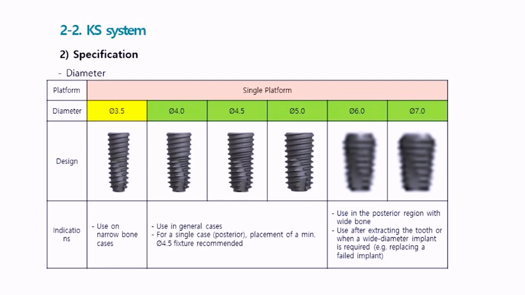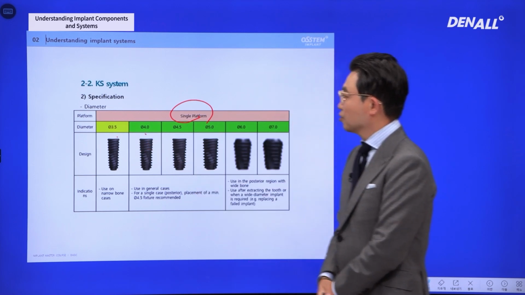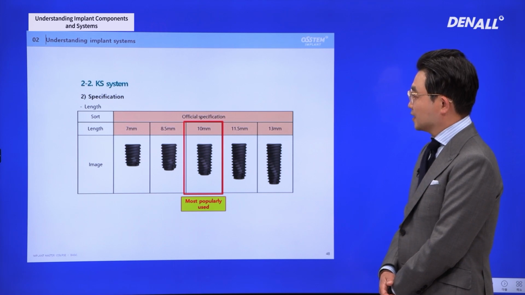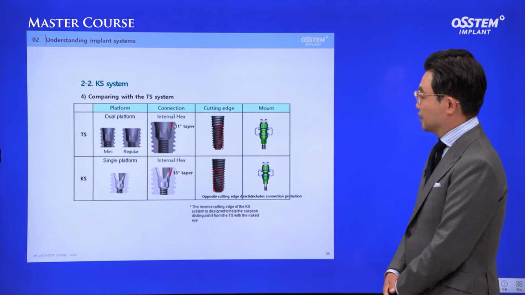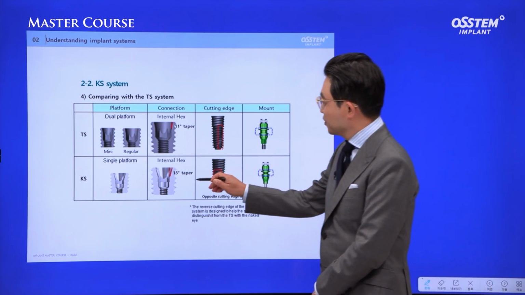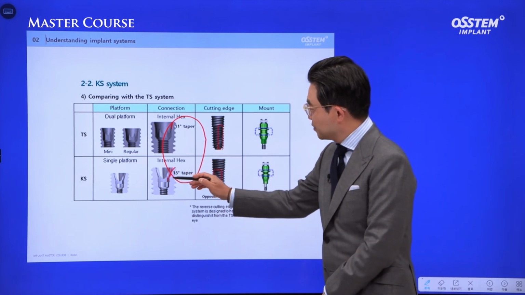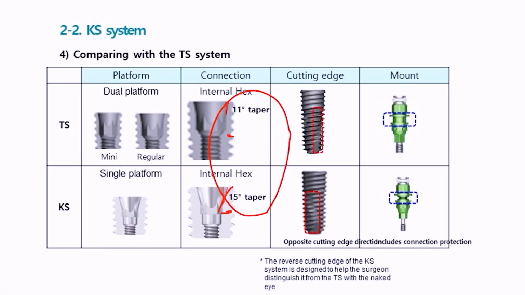KS, unlike the TS, all the platforms are the same. So mini and regular do share platforms. It doesn't have different lengths. And for KS, structurally, the uniqueness is this tapered area. So KS has a stronger taper. So this wall thickness is compared to 11 degrees. KS can be thicker. So in terms of the osseointegration, it can be more stable, especially on the posterior side.